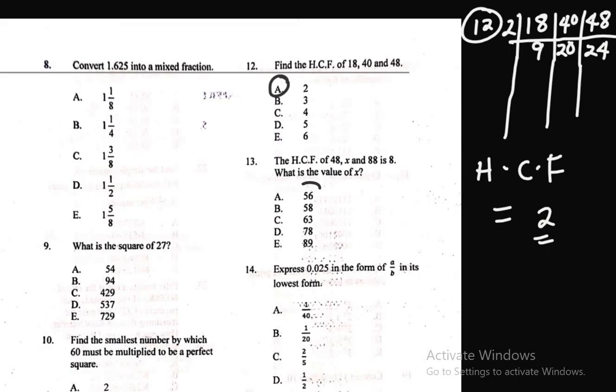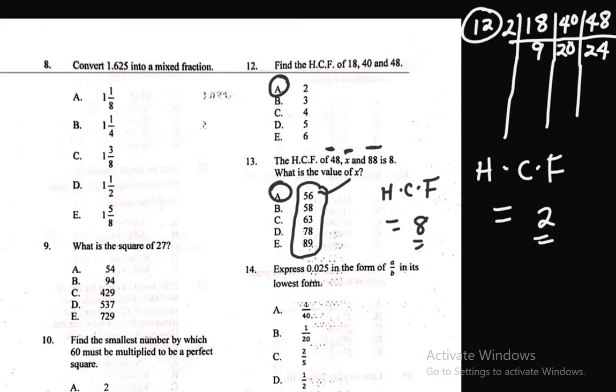Just look at the options and pick out the number that can be divided by 8. Since the HCF was given, the HCF is 8. Remember that for HCF, 8 must be able to divide 48, the missing number represented by x, and 88. So the right option will be A, which is 56. 56 can be divided by 8, same as 48 and 88. So you don't even need to stress yourself, cracking your brain on what to do.